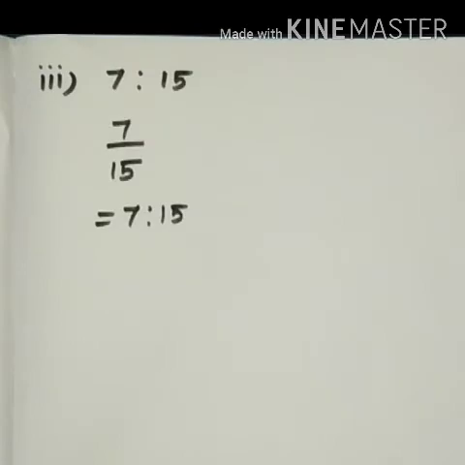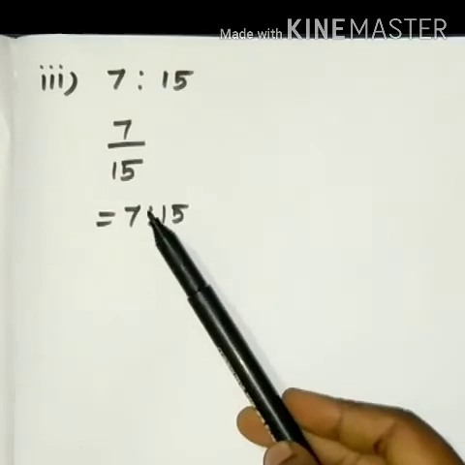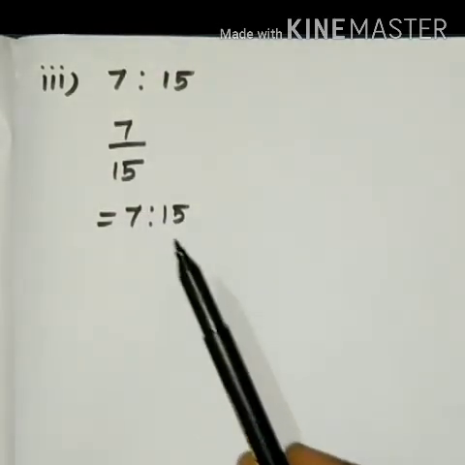Students, continue the simplifying method until you get the required lowest term. Here, we can't simplify it. So, simply we write it as 7 is to 15.